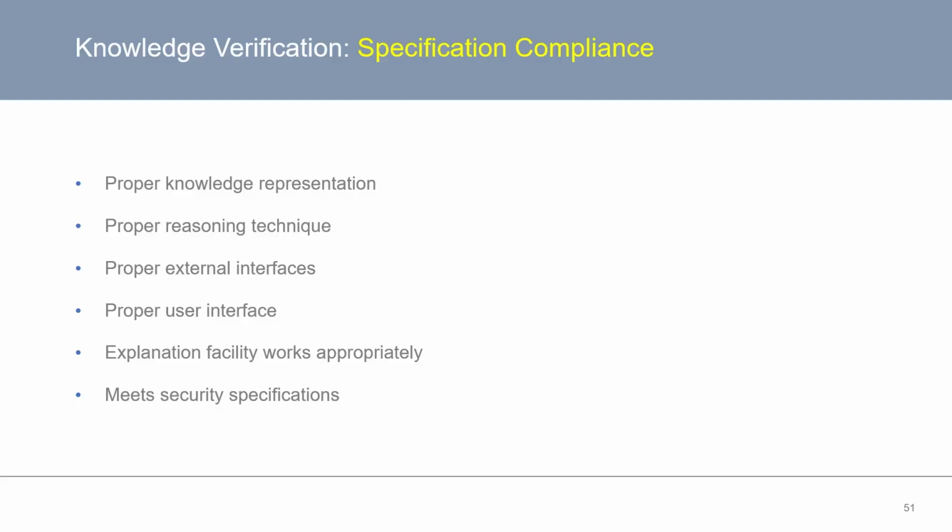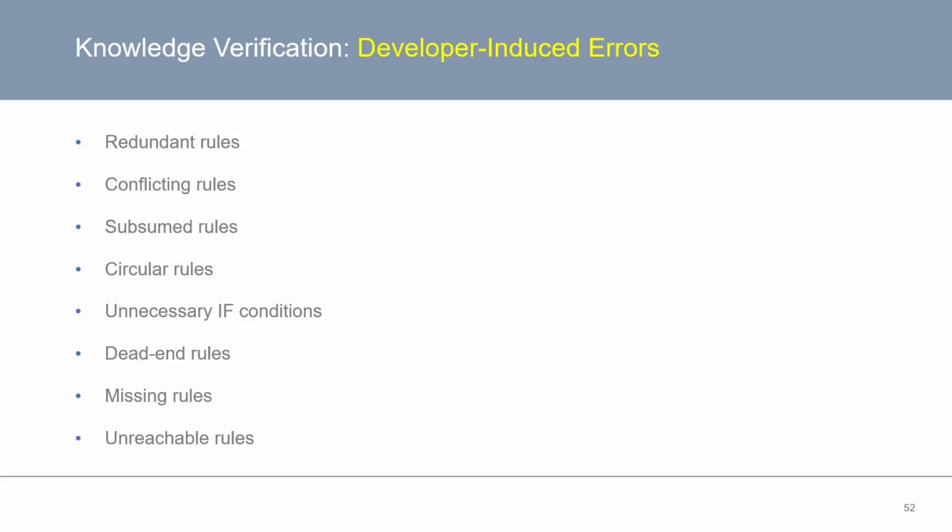And does it meet any security specifications? Also in verification, we might search for developer-induced errors, such as redundant rules, conflicting rules, subsumed rules, circular rules, unnecessary if conditions, dead-end rules, missing rules, and unreachable rules.